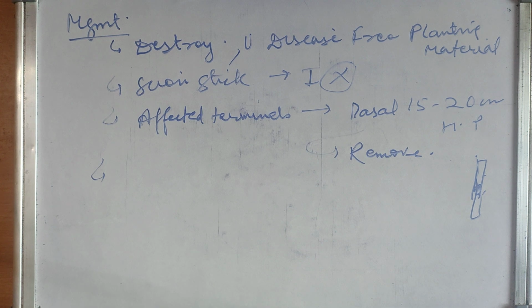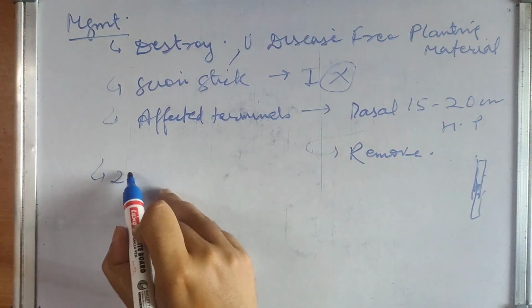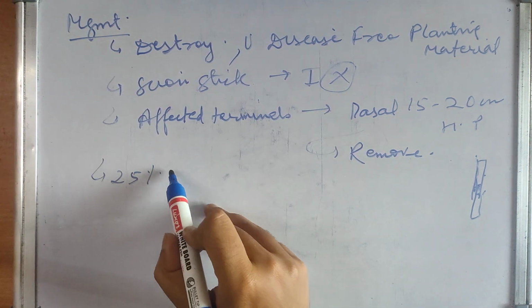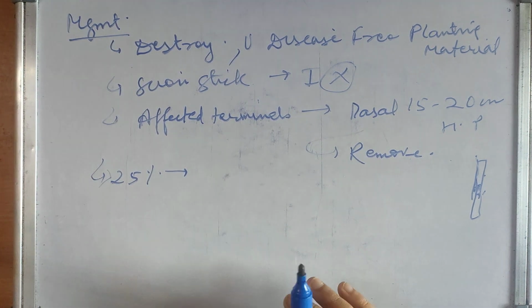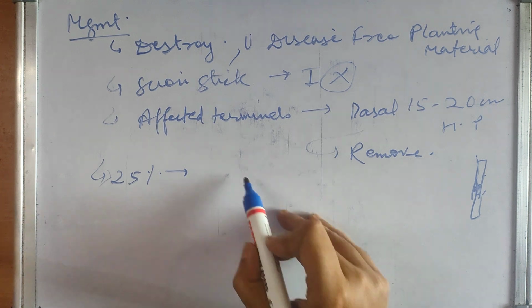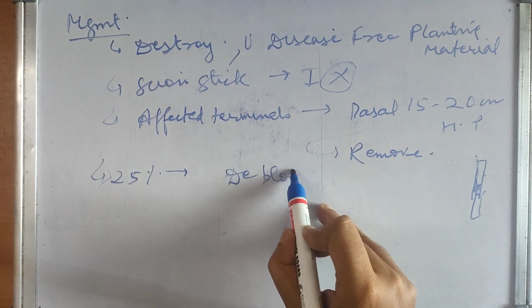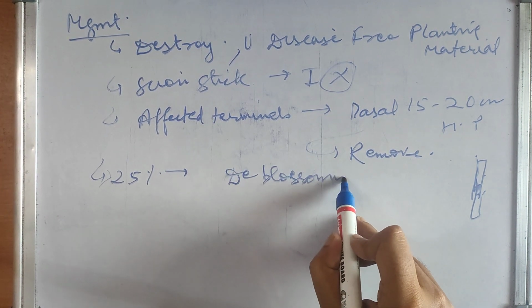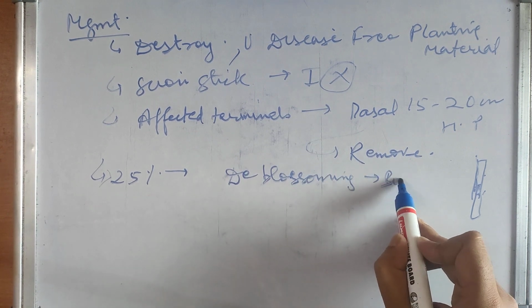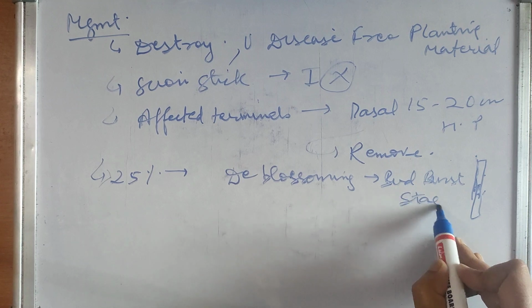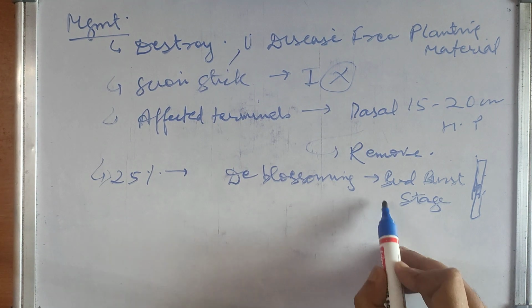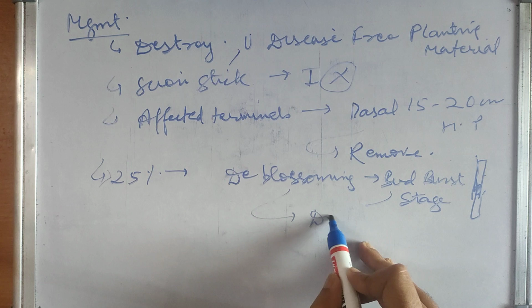If more than 25% of plants are affected, then deblossoming at bud burst stage should be done to delay the flowering.